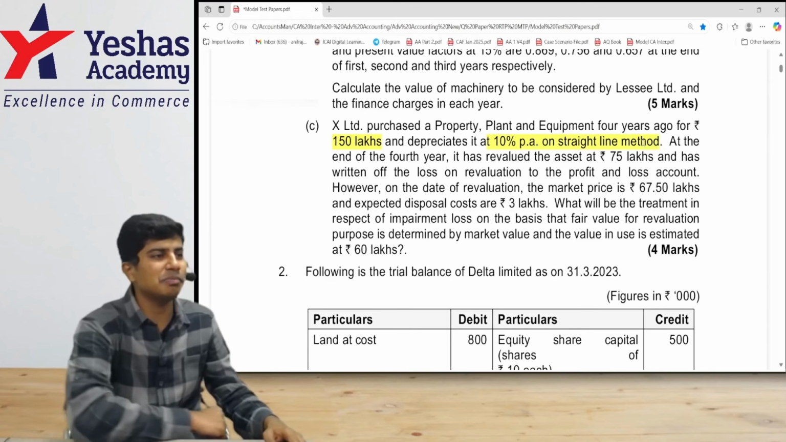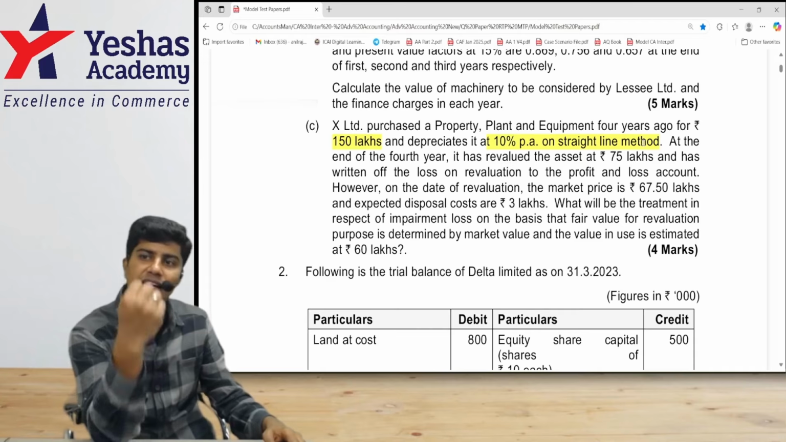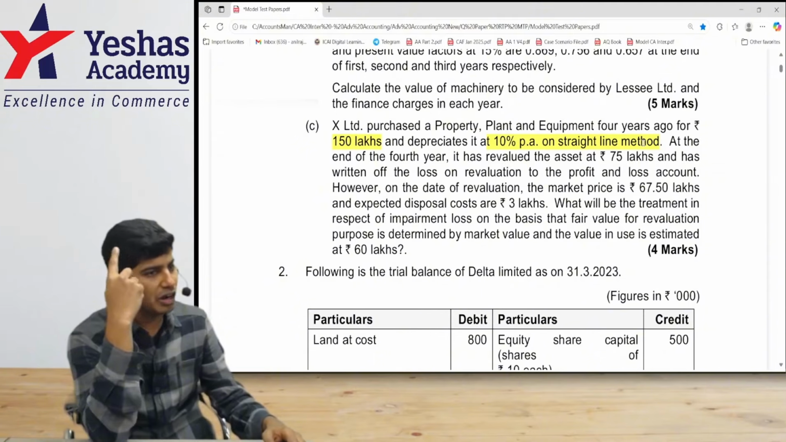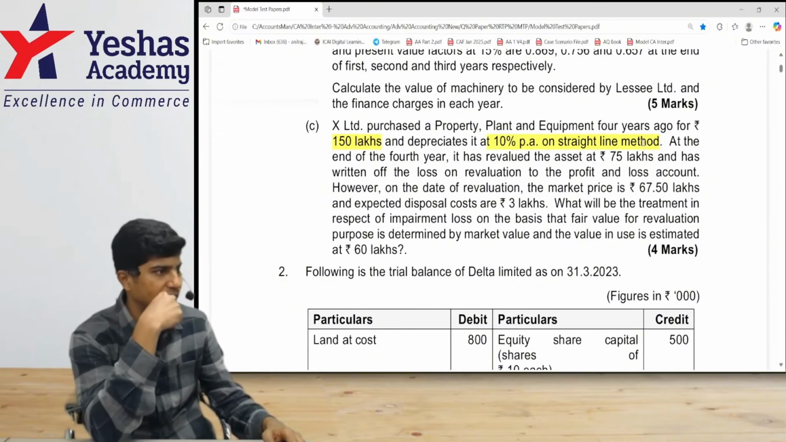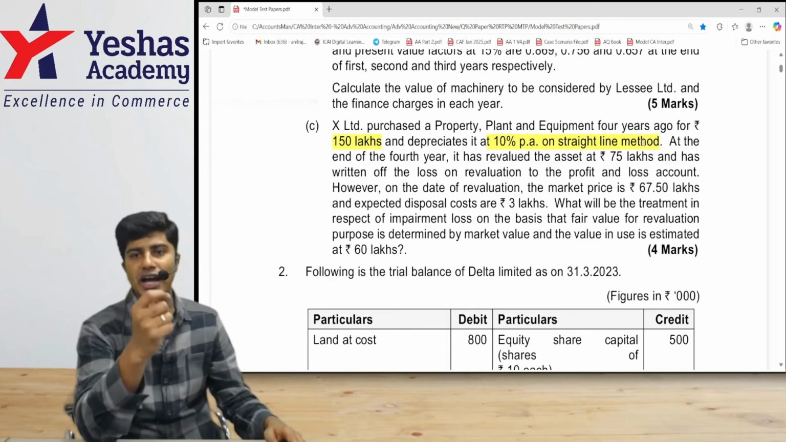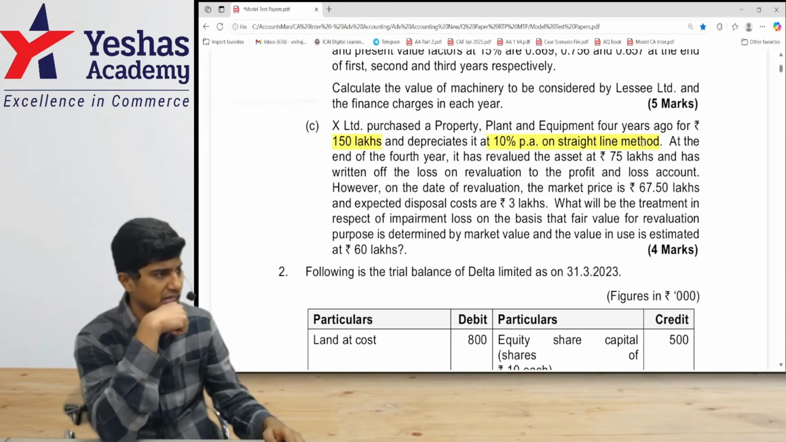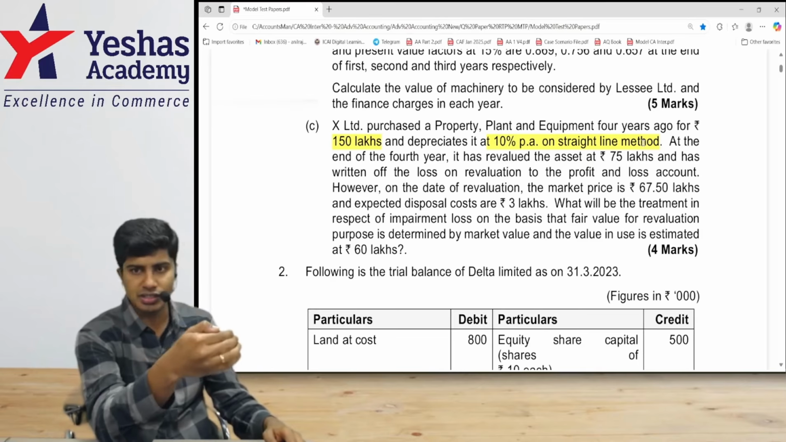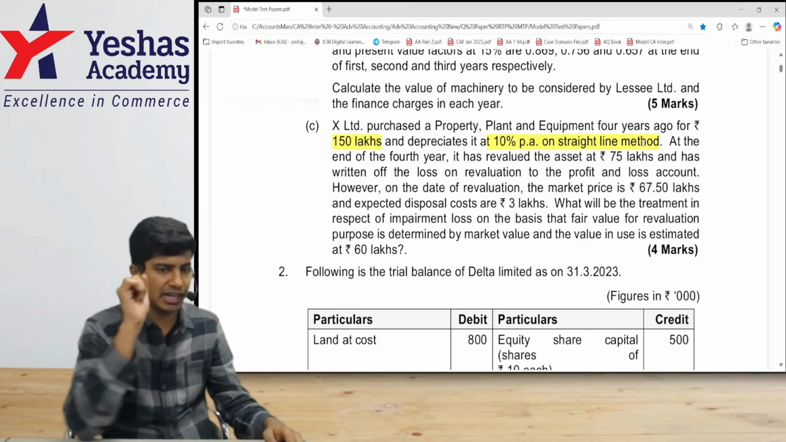Do 150 lakh into 10%? 15 lakh per year. How many years? 4 years. Do 15 lakh into 4? 60 lakhs. From 150 lakhs, we will deduct depreciation of 60. It comes to 90. So the value of the asset at the time of purchase 4 years ago was 150 lakhs. Now after 4 years, we have depreciated it by 60 lakhs, bringing the value to 90 lakhs.